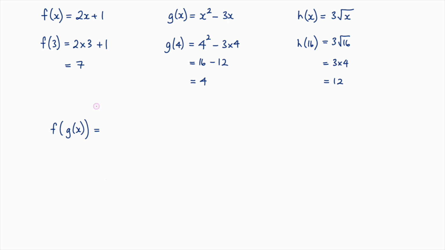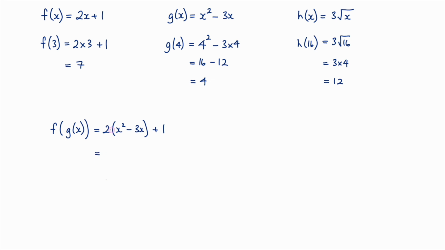Well, let's have a look at that. Well, we've got the 2 here, first of all, so 2. I'm going to take the x has been replaced by x squared minus 3x. So in brackets, x squared minus 3x. So that takes care of the 2x bit. I've still got to add this 1 on the end here, so plus 1.